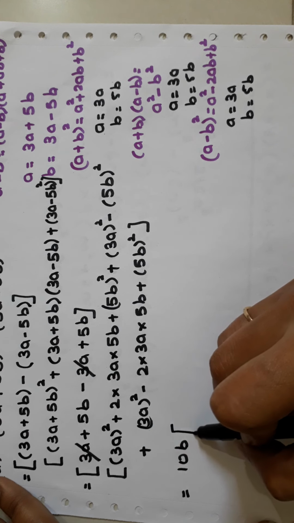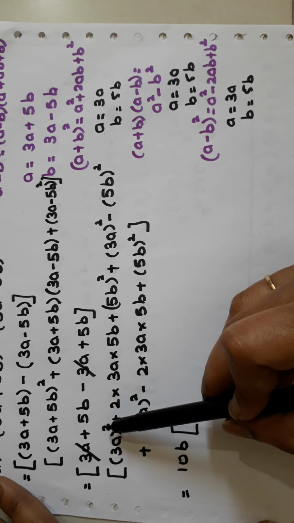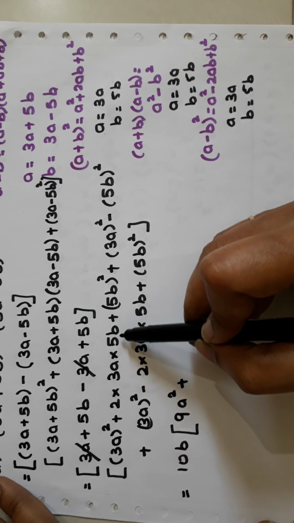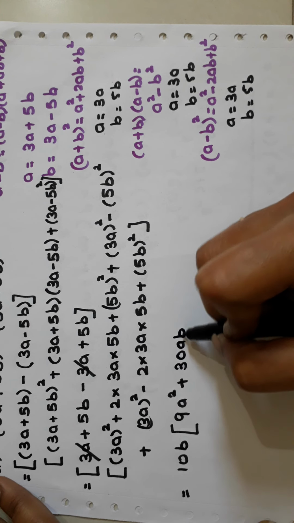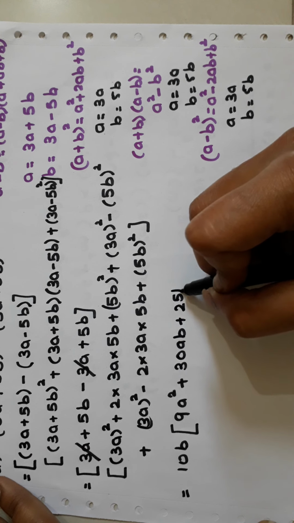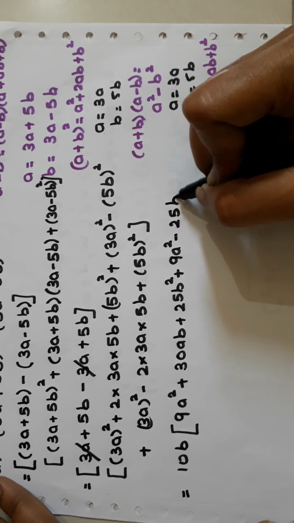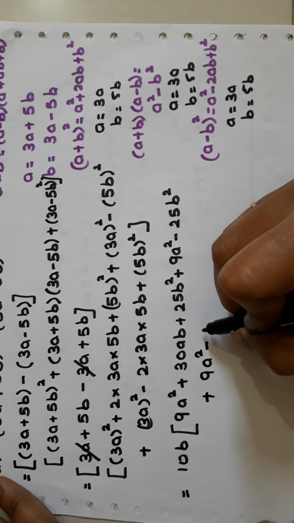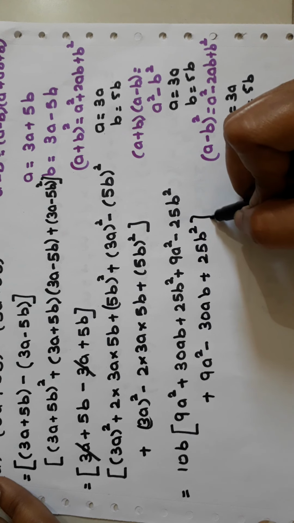Now the square bracket, 3a the whole square. 3a the whole square by law of indices is 9a square, plus multiplication of unlike terms: 2 3s are 6, 6 5s are 30ab, plus 25b square. Plus 9a square minus 30ab plus 25b square. This square bracket is complete.